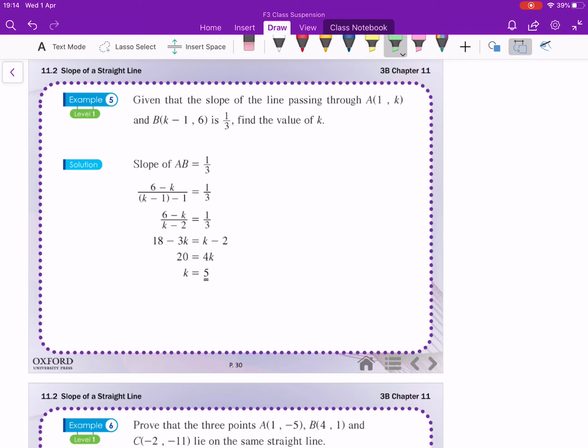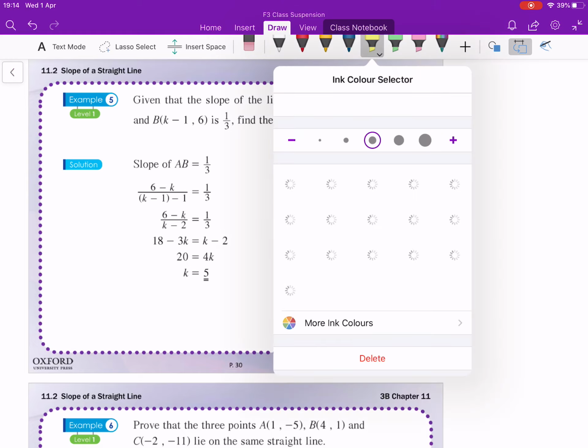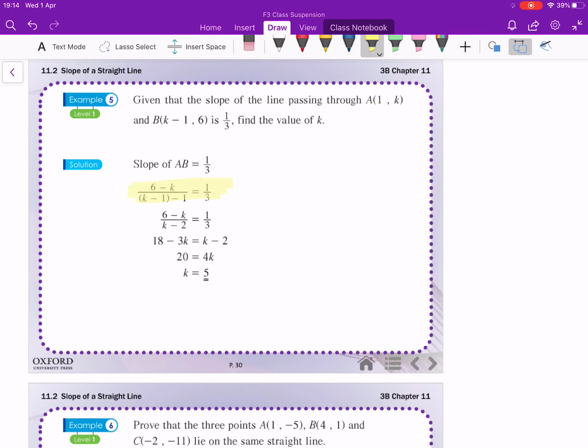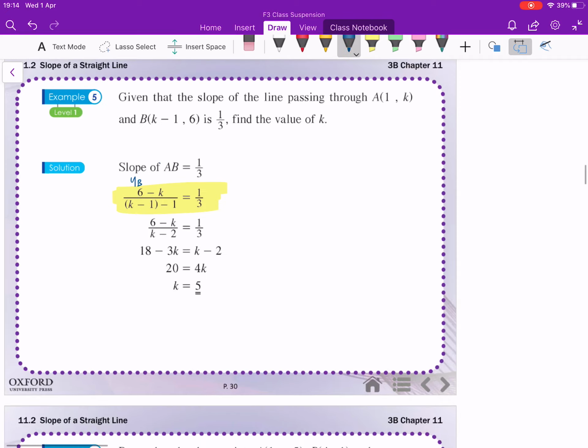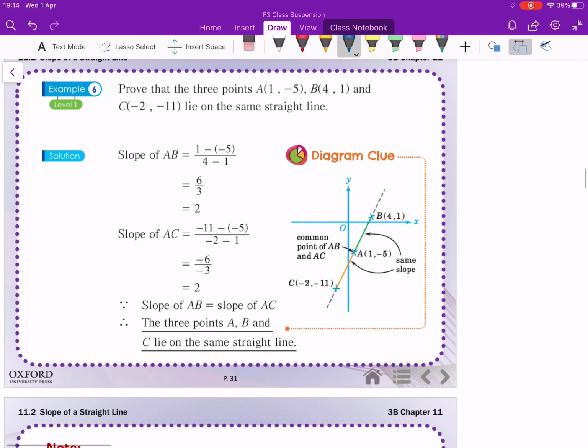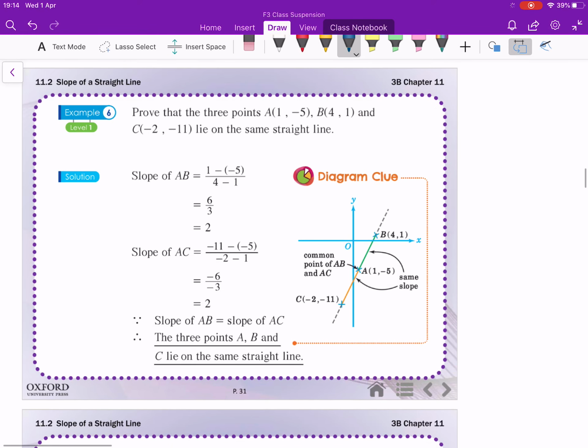Okay, for example, we have to calculate the value of k, and you know that the slope between A and B is 1/3. So by using the slope formula, you can set an equation like this. This is the y coordinate of B minus the y coordinate of A, and then the x coordinate of B minus the x coordinate of A. Follow the same order. That's enough. And then solve it by yourself. And then this one. This is similar to the example that Mr. Kai talked about in today's morning.